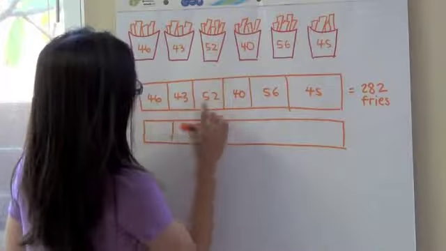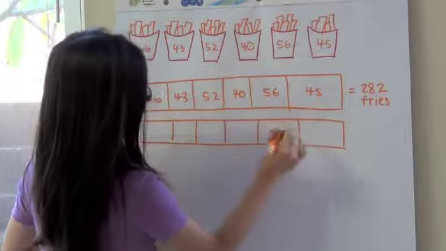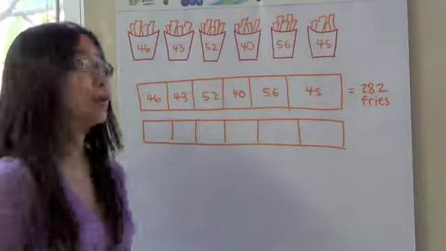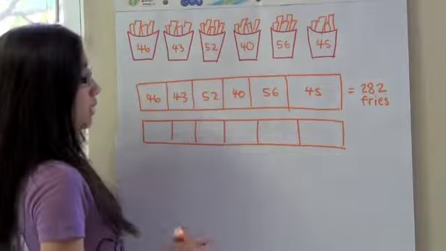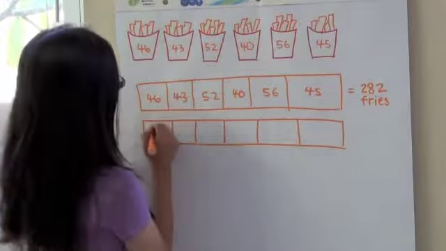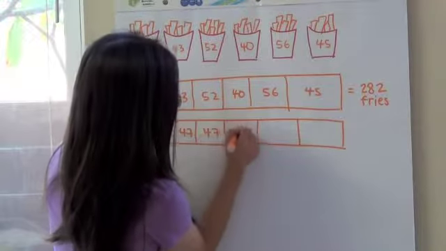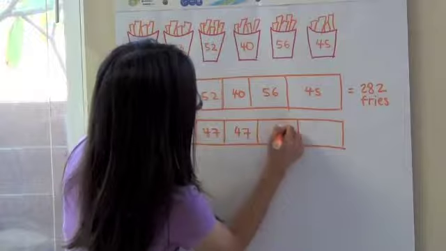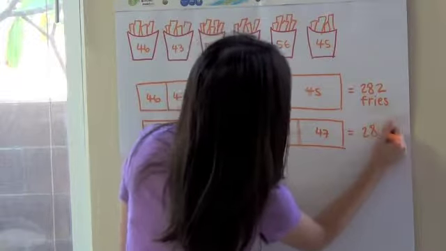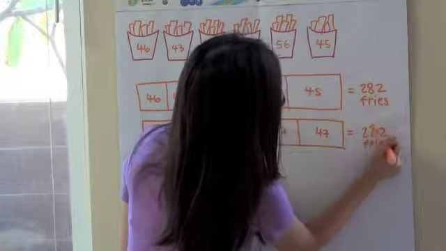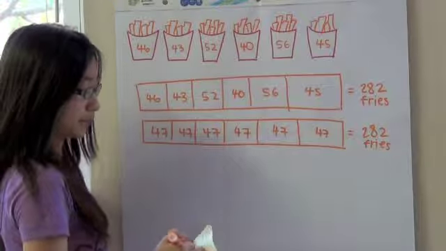So instead of having different size squares, you want to have squares of equal size. When you divide 282 by 6, so that you can get 6 equal amounts, you get 47 for each one. And if you notice, adding all these numbers up still gives you 282 fries. But now, instead of unequal numbers, you have all the same number.